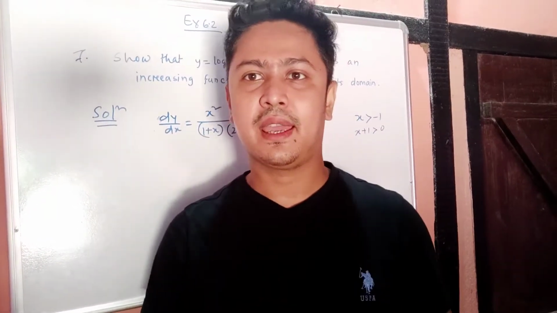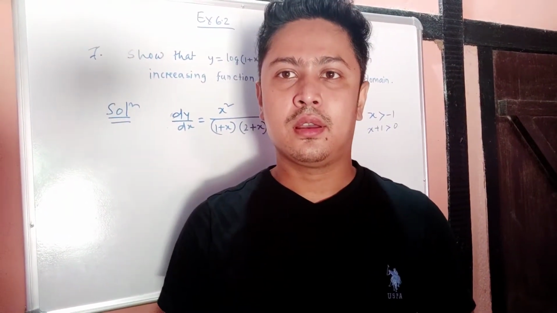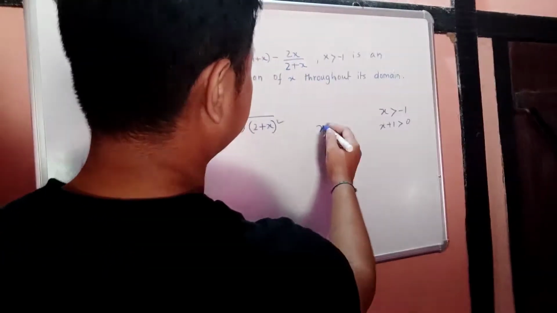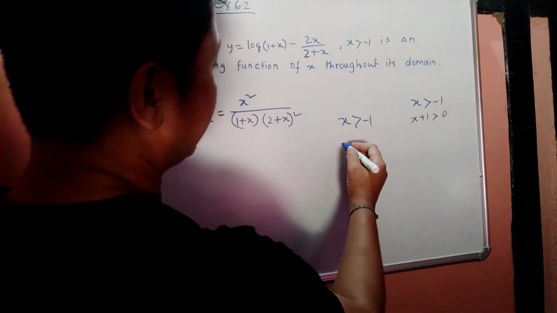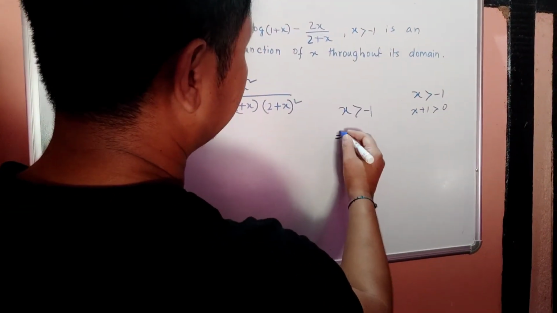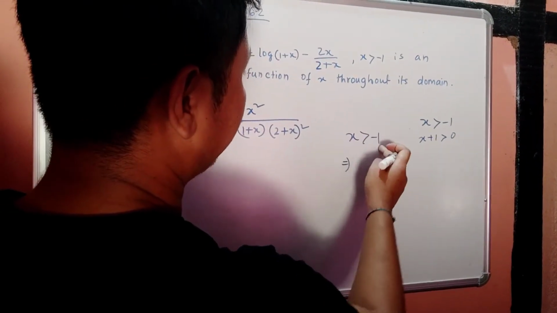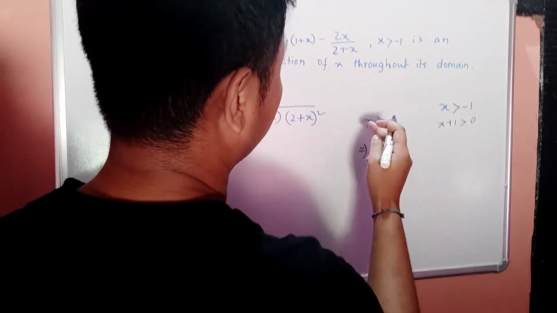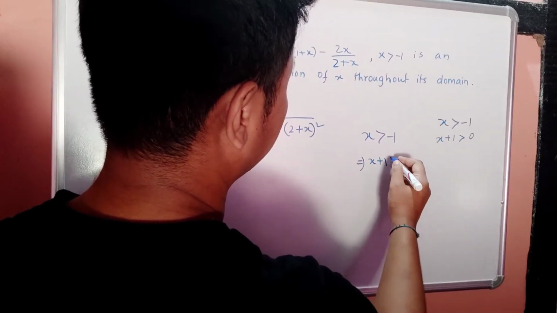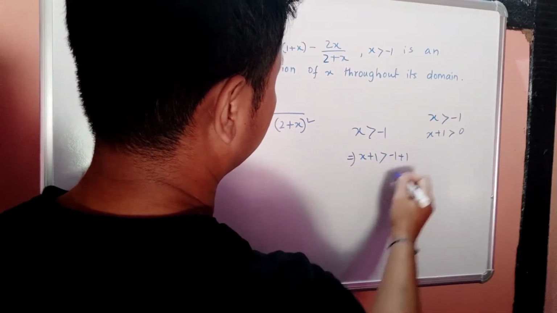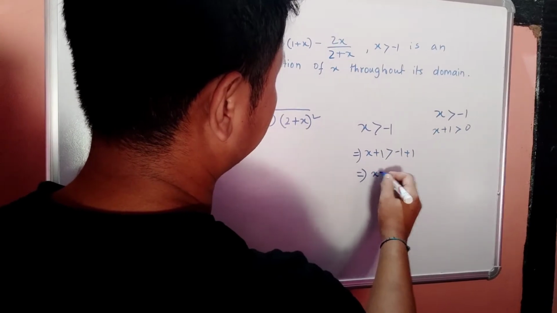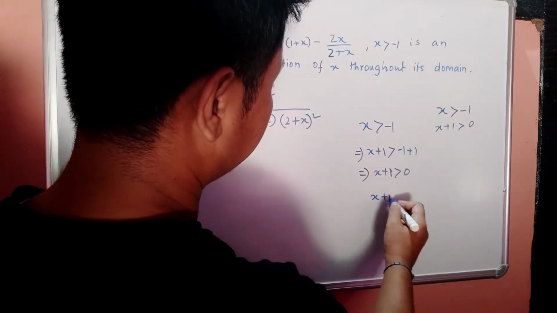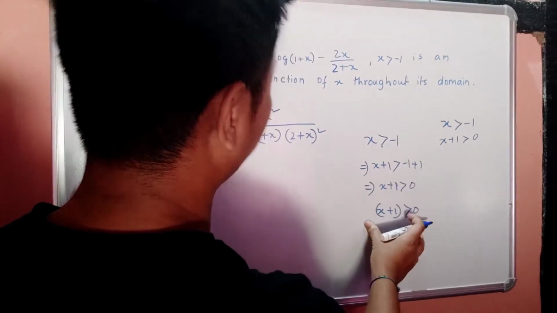Now it is given that the domain of the function is x greater than minus 1. Look at the board, x is greater than minus 1. Therefore, if we add 1 to both sides of the inequality, we have x plus 1 greater than minus 1 plus 1, which implies x plus 1 is greater than 0. Therefore, the quantity x plus 1 is greater than 0. That means it is positive.